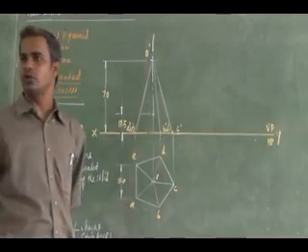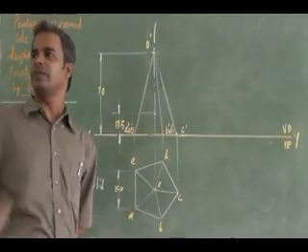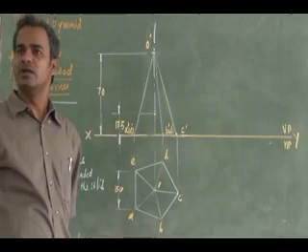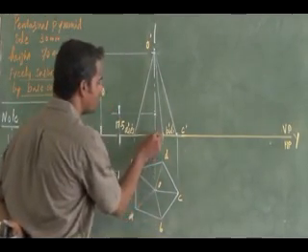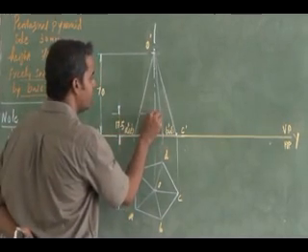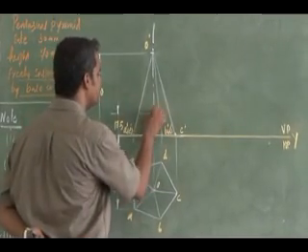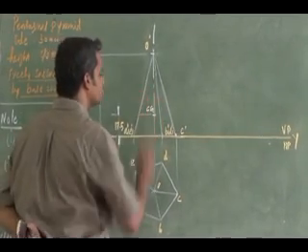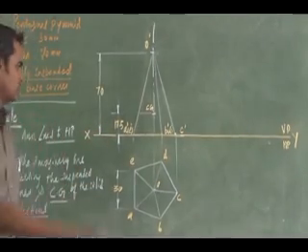For pyramids and cones, the CG will be at h by 4 of its height from the base. The overall height is 70. 70 by 4 is 17.5, so 17.5 from the base. I have to mark the CG on the axis. See, this is the center of gravity of the solid on the axis, and it is at a distance of 17.5 from the base.